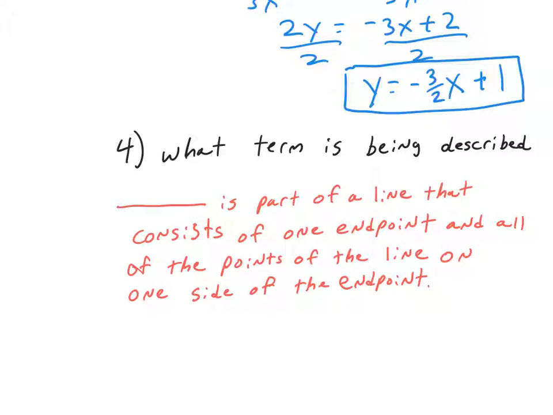On number 4, it's saying what term is being described. Blank is part of a line that consists of one endpoint and all the points of the line on one side of the endpoint. So let's try drawing a picture of that. So we have an endpoint and then all points on one side. So it goes like this forever. And that picture looks like a ray to me, so it is a ray.